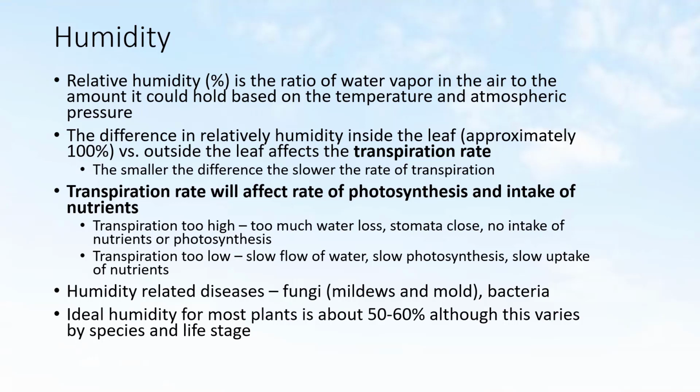So the ideal humidity for most plants is around 50 to 60% relative humidity, although this is going to vary by species, right? Some plants, maybe your tropical plants, do better with a higher humidity. And then on the opposite end of the spectrum, your desert plants do well with a much lower amount of humidity, right? So it varies by plant species and also varies a little bit by life stage, right? With the younger plants doing a little bit better with higher humidity. And as you get into that reproductive stage, you might do better with a little bit less humidity as well.